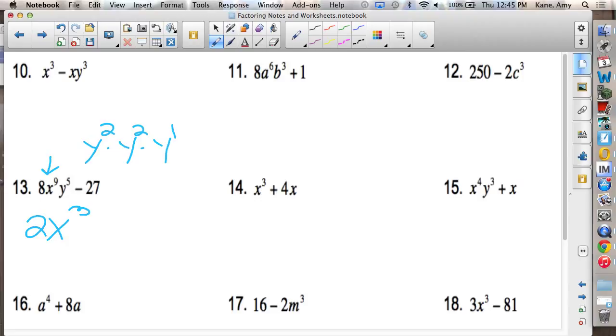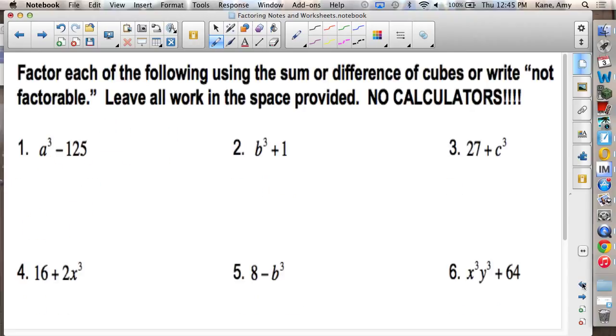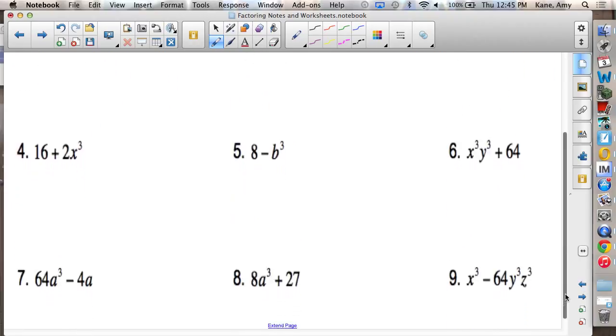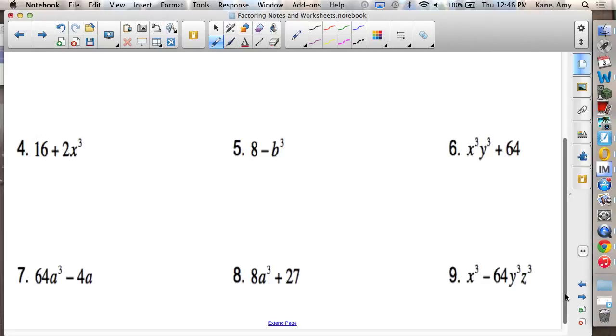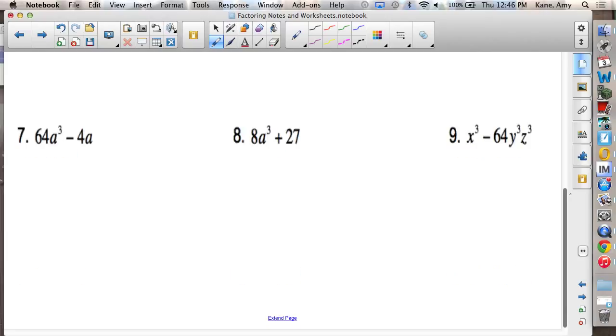D, and then for number 7, with the 4a. So number 7, what would you factor out? Oh, 4. So we could factor out a 4a, and then you would have 16a squared minus 1. It's not a difference of 2 cubes, but it is now a difference of 2 squares. So it's still factorable, just not using the cube pattern.